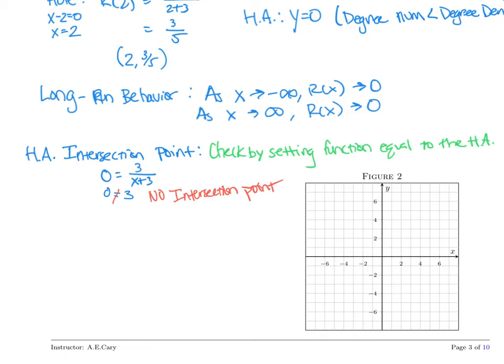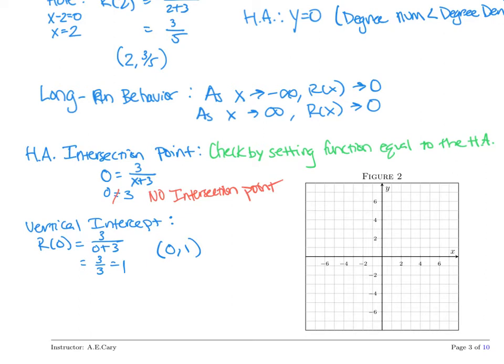Few more things. That was the second bullet point. The third bullet point is just finding the vertical intercept, or the y-intercept. That's going to go pretty quick for us. So for our vertical intercept, we're going to plug 0 in for x. R of 0 is going to give us 3 over 0 plus 3, or 3 over 3, which is equal to 1. So we're going to have a vertical intercept at (0, 1). Very cool.